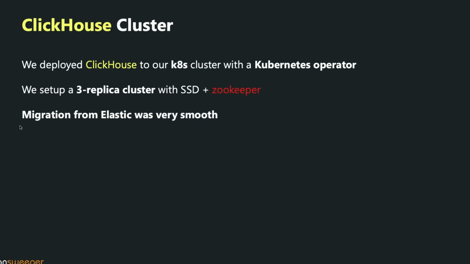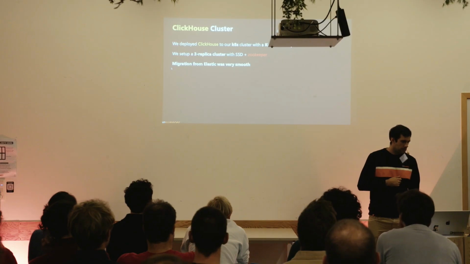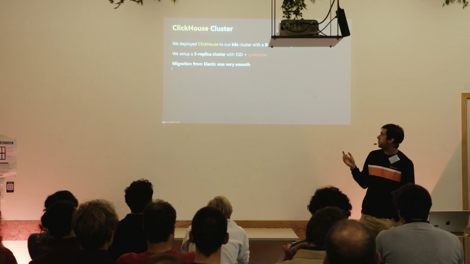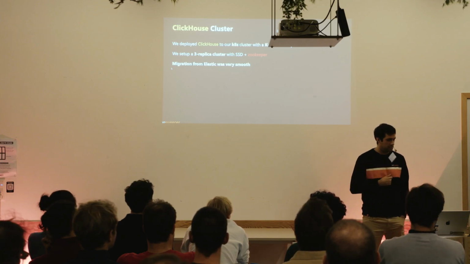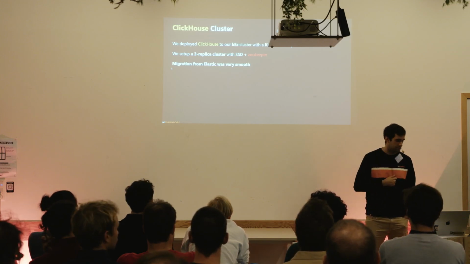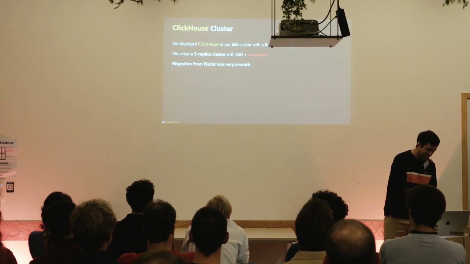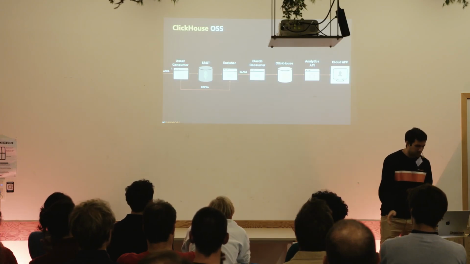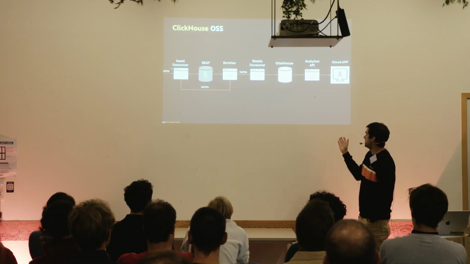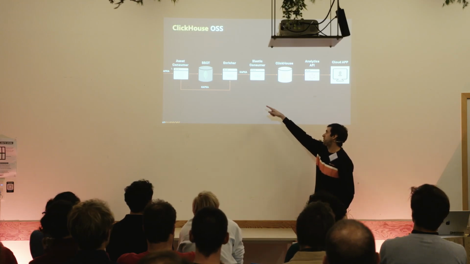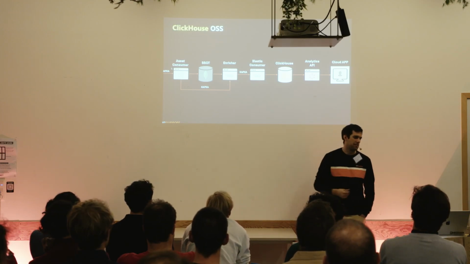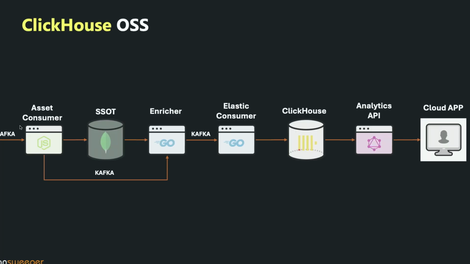Initially, we created a ClickHouse cluster in our AKS infrastructure using the Kubernetes operator created by Altinity. The initial architecture was with 3 replica clusters with very fast SSDs and Zookeeper. Let's talk about that. And well, the migration was quite smooth. As you can see, the architecture is mostly the same. Notice we changed node services by Golang services. Great decision. We found that for Kafka consumers, Go is a great fit.